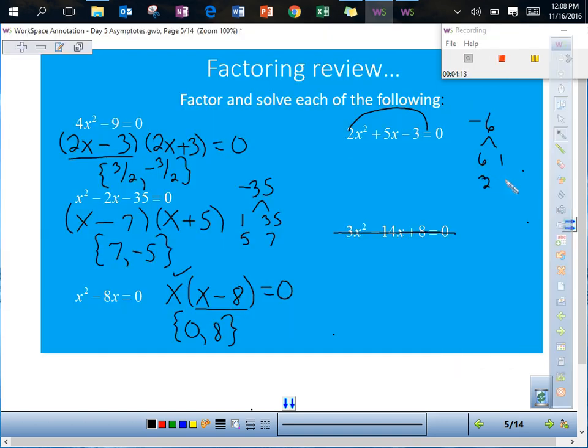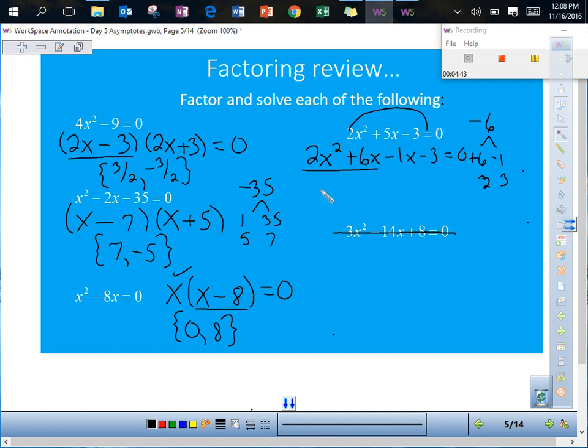2 and 3. Find the ones that you can make add up to be 5. Well, I'm going to have to use a positive 6 and a negative 1. Because when I multiply them, I get negative 6. And when I add them, I get positive 5. Now, I'm going to rewrite this as 2x squared plus 6x minus 1x minus 3 equal 0.